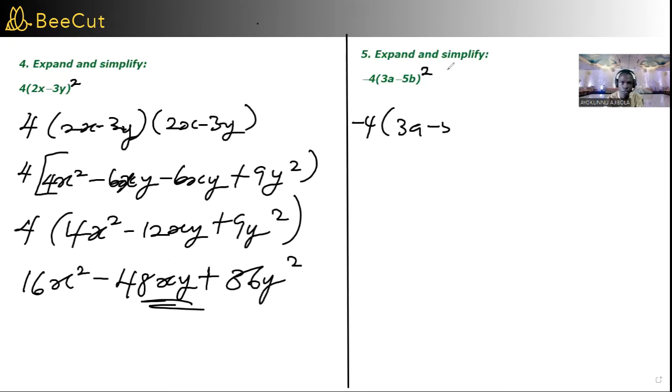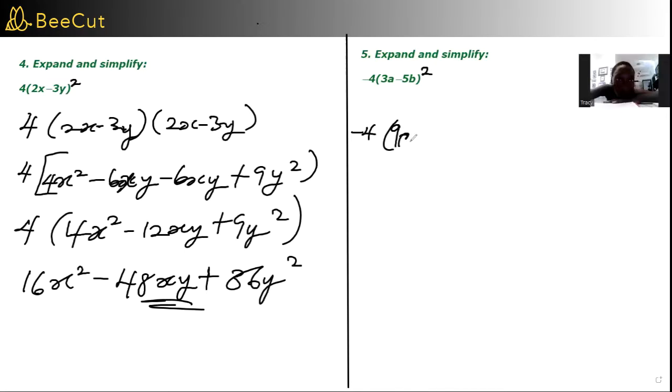But there's a shortcut to this. Let me just clear this. Listen to the shortcut before we start asking questions. So the shortcut is minus 4 into, look at the first thing in the bracket. What's the first thing in the bracket? 3a. So what is 3a times 3a? 9a squared.